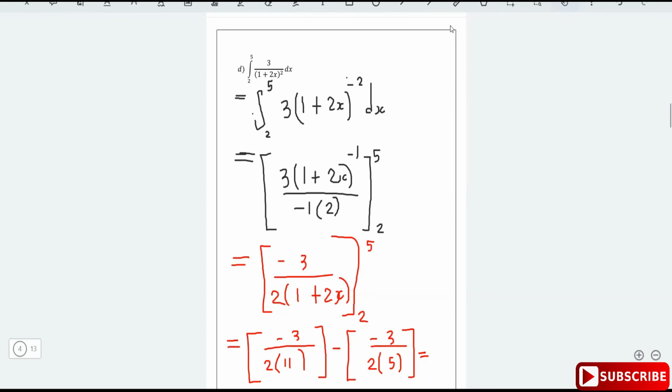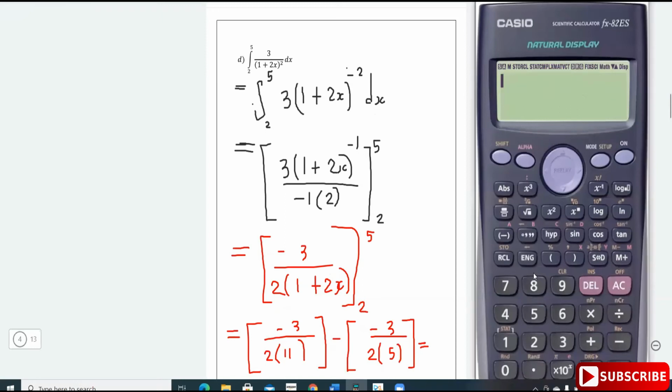Of course, you know what I'm going to do. I'm going to reach for the calculator. What we're going to get is minus 3 divided by 2 times 11. Close that bracket. Minus, in bracket, minus 3 over 2 times 5. Close that bracket. We work this out. We get 9 over 55.